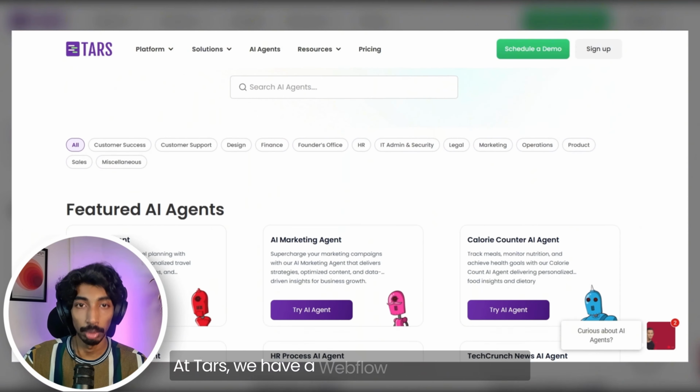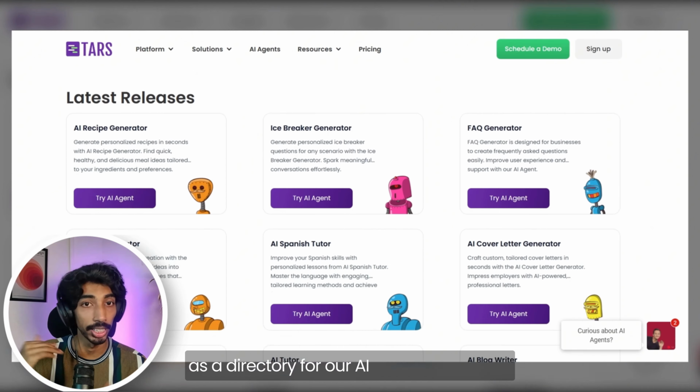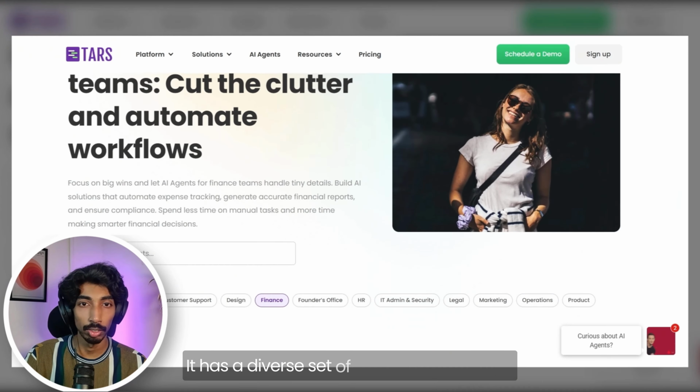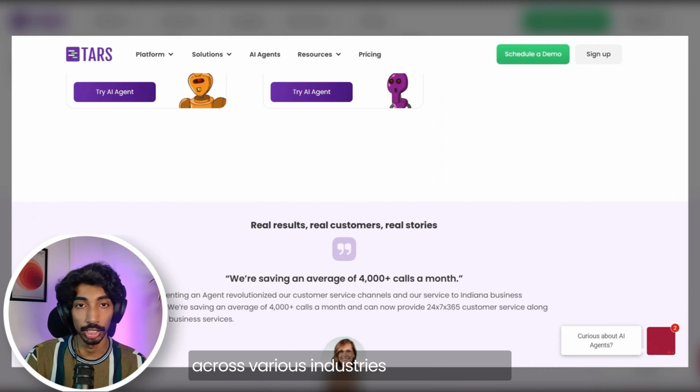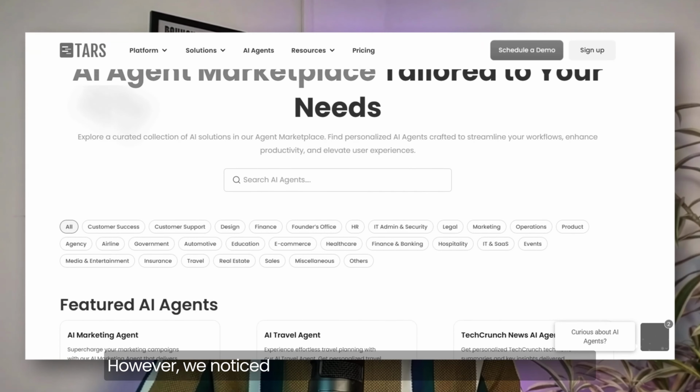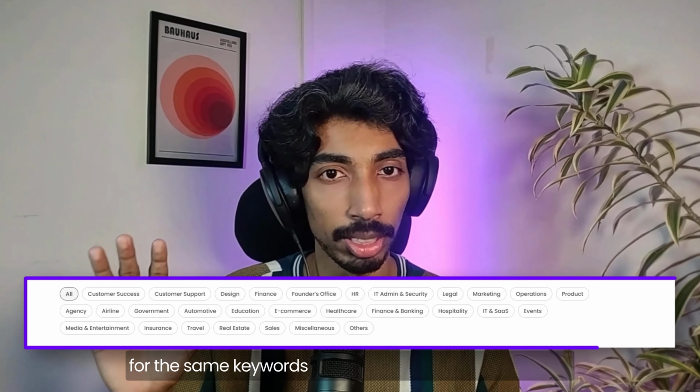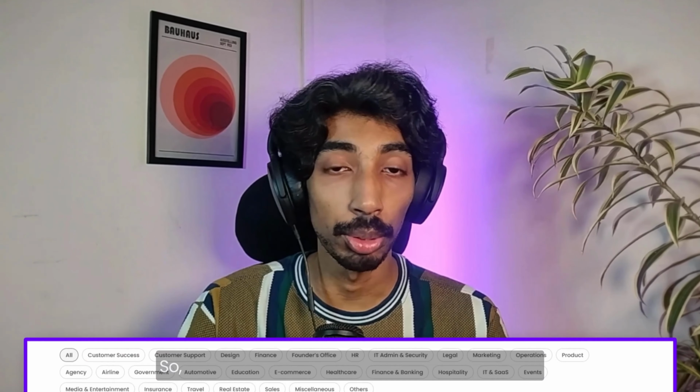At TARS, we have a Webflow site that acts as a directory for our AI agent templates. It has a diverse set of about 30 categories across various industries and use cases. However, we noticed half of these categories were competing for the same keywords as our other high-ranking pages. So, we decided to remove these category pages to reduce the clutter.